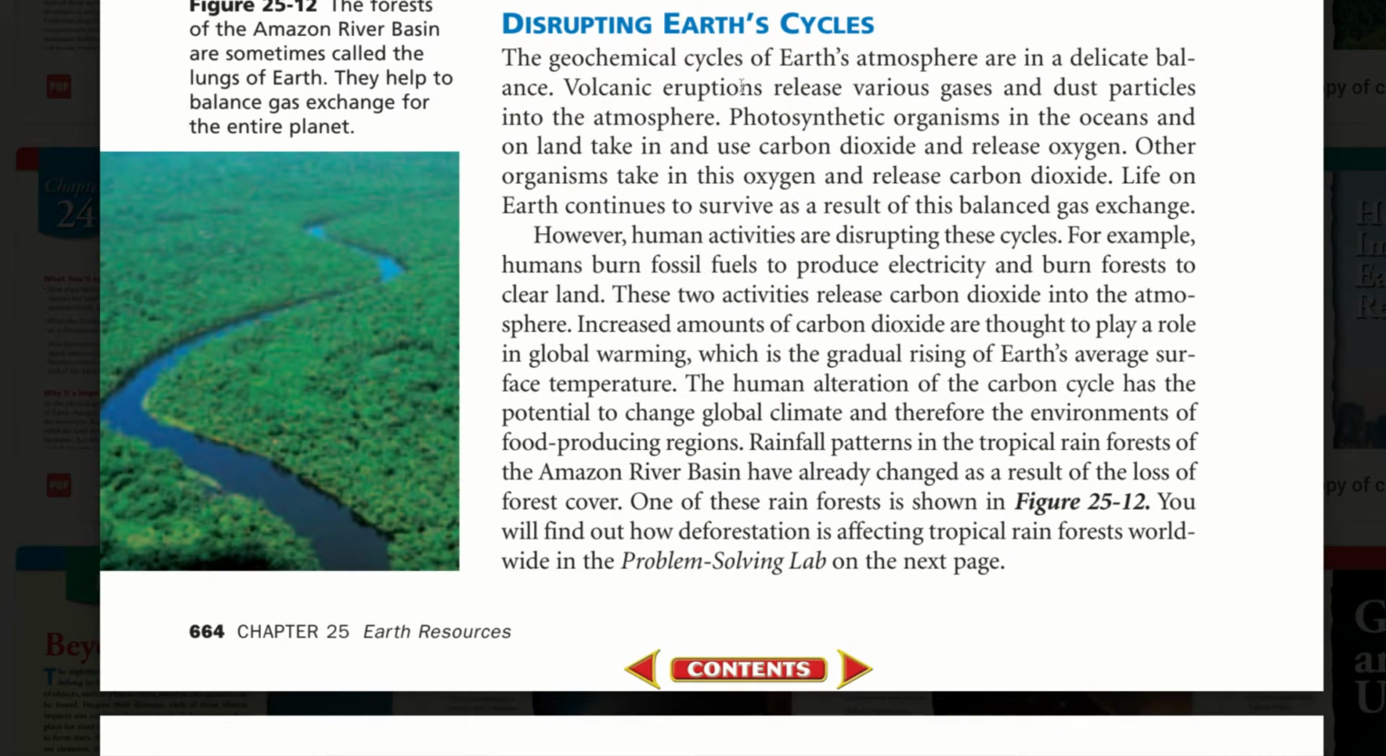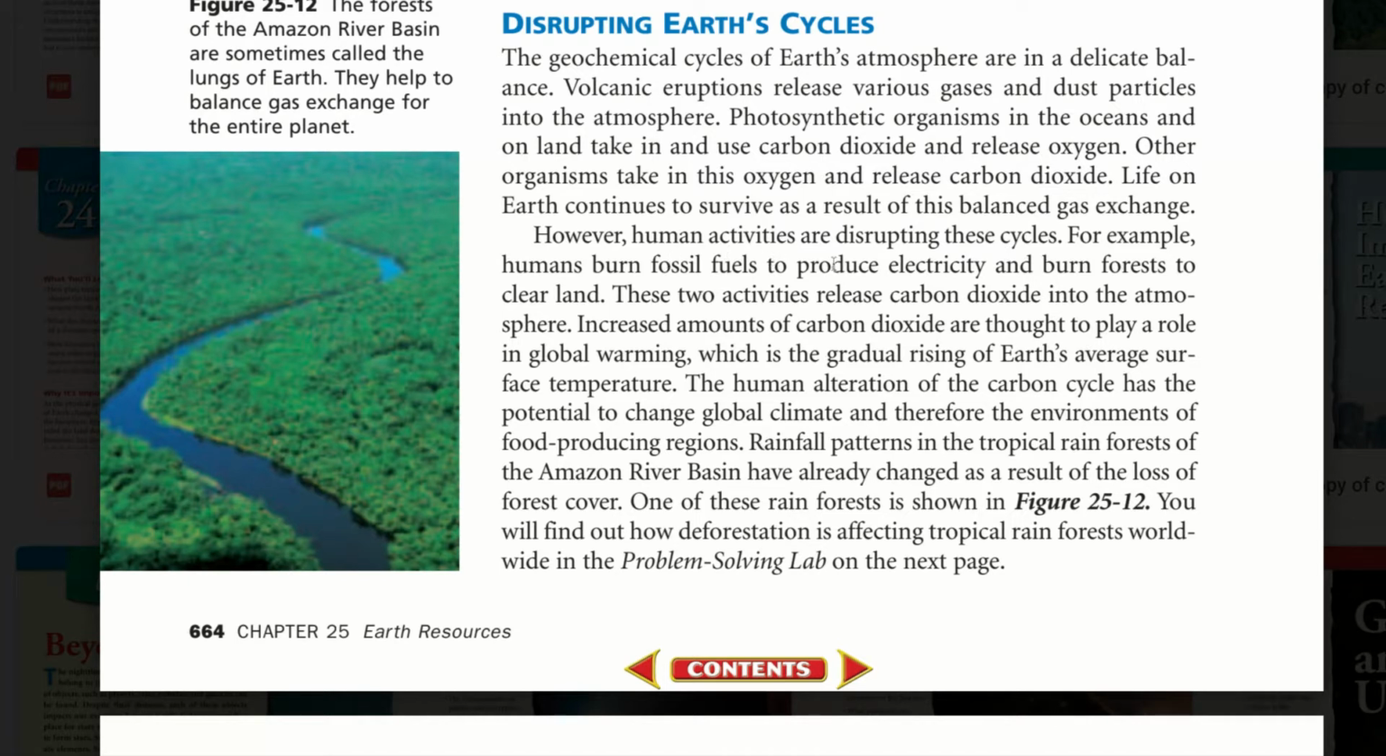Disrupting Earth's cycles. The geochemical cycles of Earth's atmosphere are in a delicate balance. Volcanic eruptions release various gases and dust particles into the atmosphere. Photosynthetic organisms in the oceans and on land take in and use carbon dioxide and release oxygen. Other organisms take in this oxygen and release carbon dioxide. Life on Earth continues to survive as a result of the balanced gas exchange.